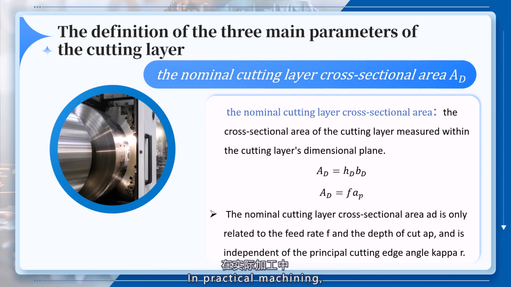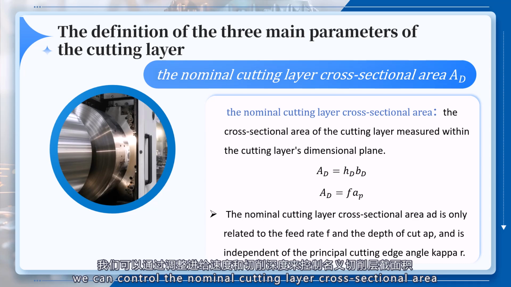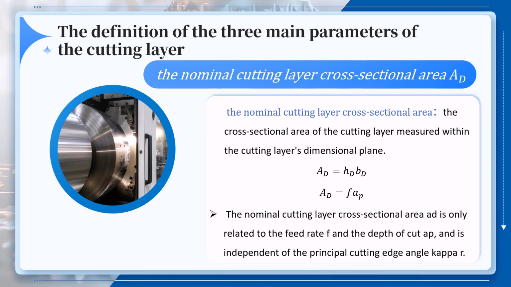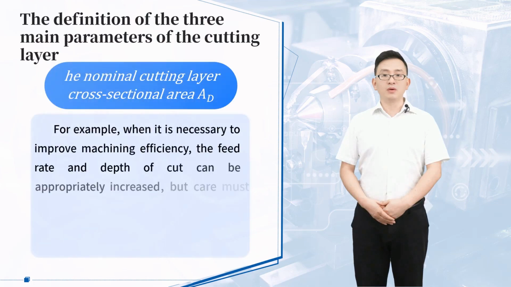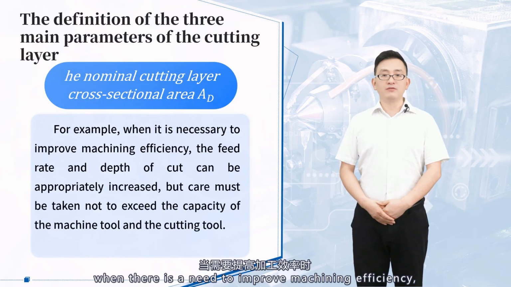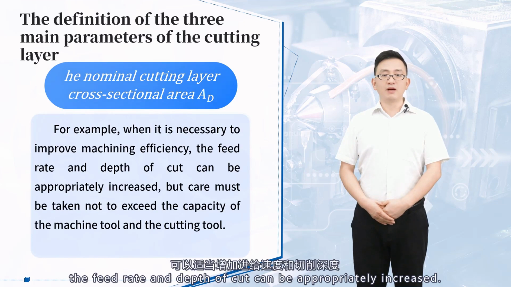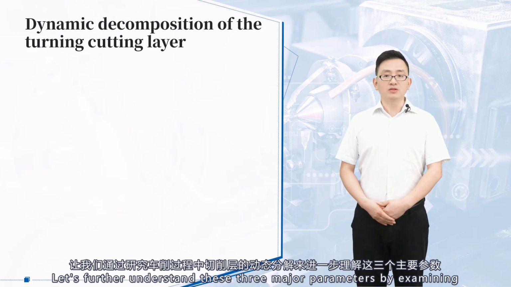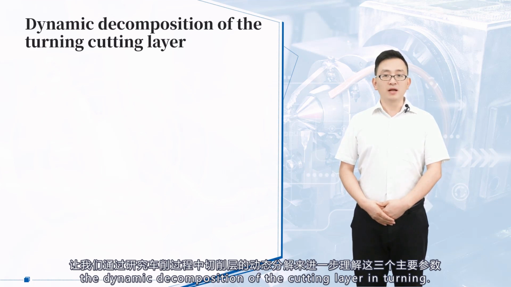In practical machining, we can control the nominal cutting layer cross-sectional area by adjusting the feed rate and depth of cut, thereby controlling the cutting force and cutting power. For example, when there is a need to improve machining efficiency, the feed rate and depth of cut can be appropriately increased. However, it is important to ensure that these do not exceed the capacity of the machine tool and the cutting tool.